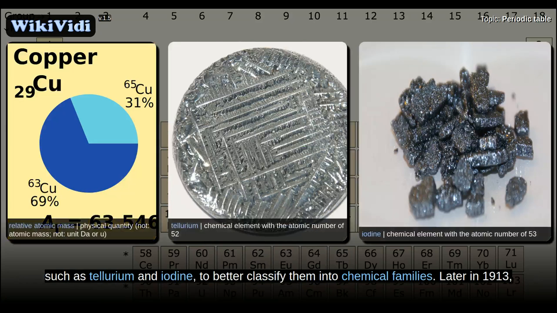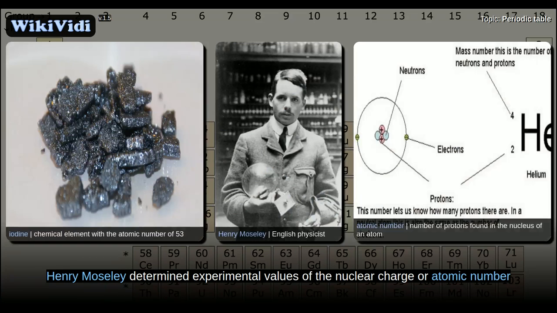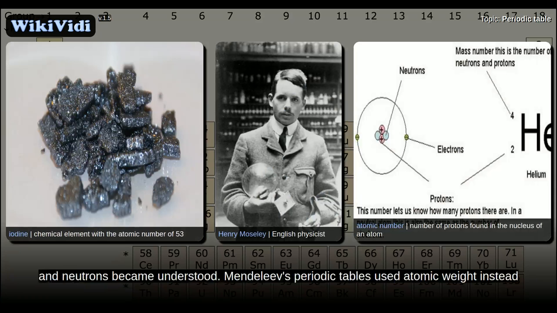Later in 1913, Henry Moseley determined experimental values of the nuclear charge or atomic number of each element, and showed that Mendeleev's ordering actually corresponds to the order of increasing atomic number. The significance of atomic numbers to the organization of the periodic table was not appreciated until the existence and properties of protons and neutrons became understood.